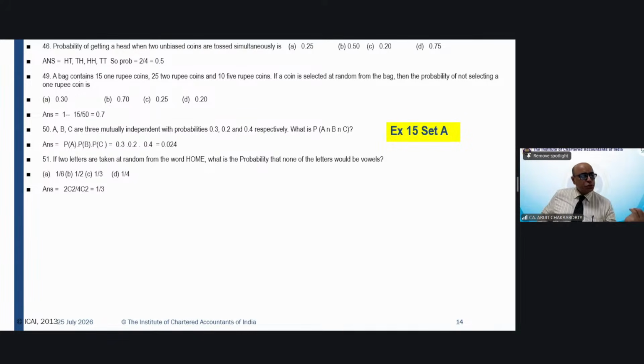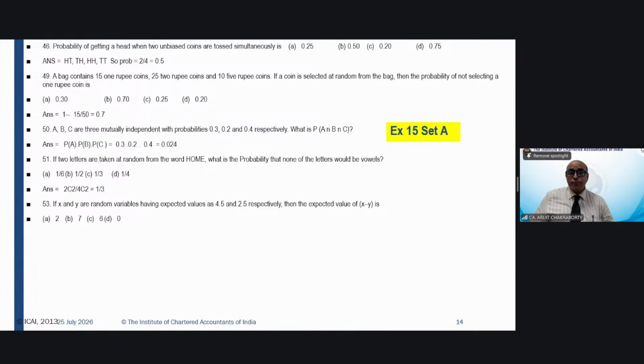Now you can choose 2 consonants. You have two consonants. You have to select 2 from there because the question says 2 letters are selected at random. This can be done in 2C2 ways. Selecting 2 letters from 2 consonants is 2C2. So the favorable number of events is 2C2 and the total possible number of events is 4C2, because you can select 2 letters from a group of 4 in 4C2 ways, and that gives you the probability 1/3.